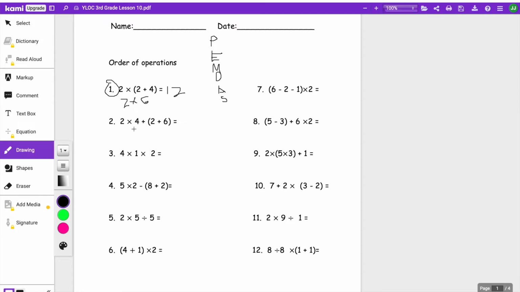Alright, let's work on number 3. This one is 4 times 1 times 2. Well, as we can see, this is all multiplication. So 4 times 1 is 4, times 2 is 8.